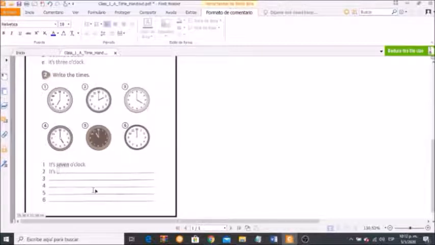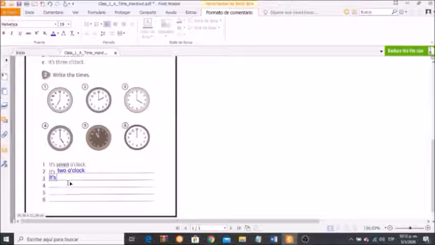Very good. It's 2 o'clock. And why o'clock? Because the minute hand is pointing to the number 12. Okay? Sentence number 3. So, we know that the sentence is going to start with the word it's.